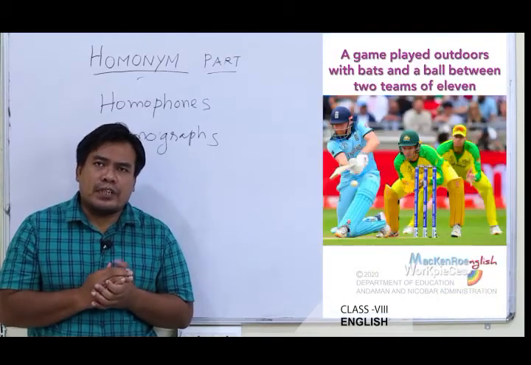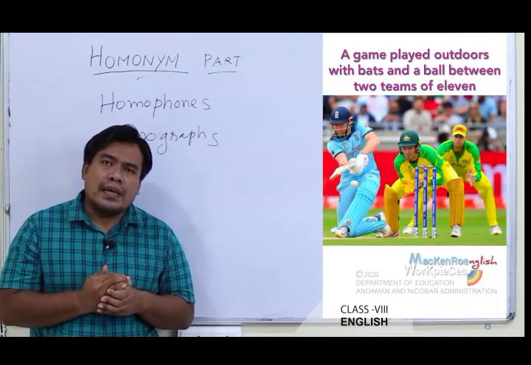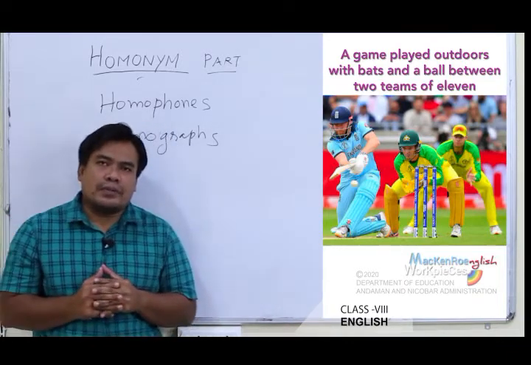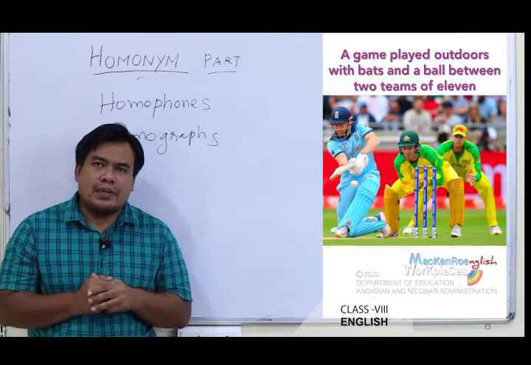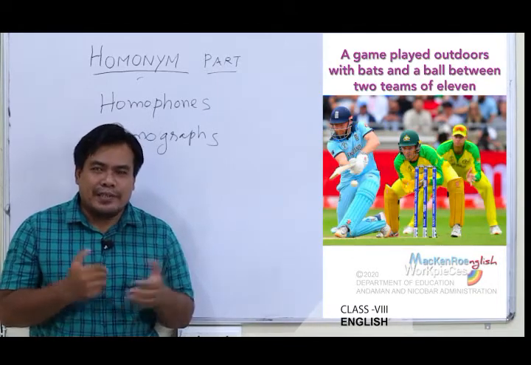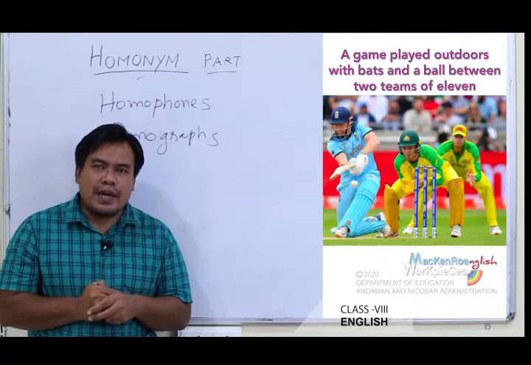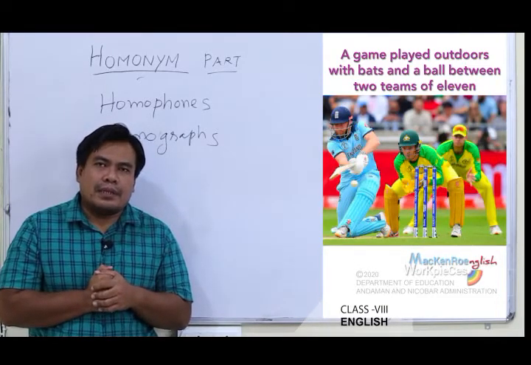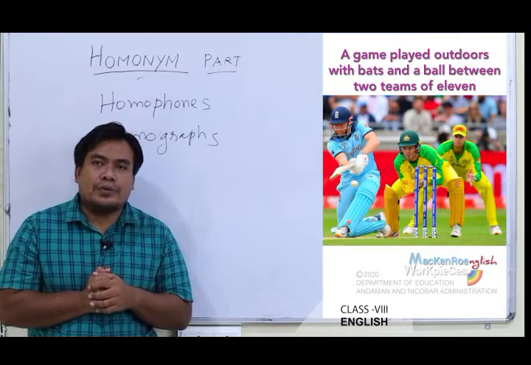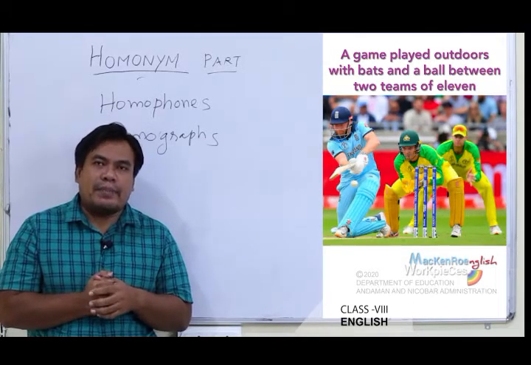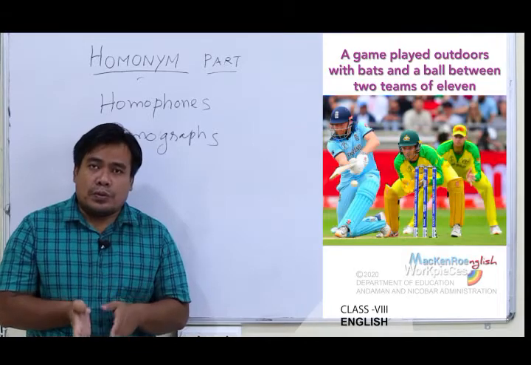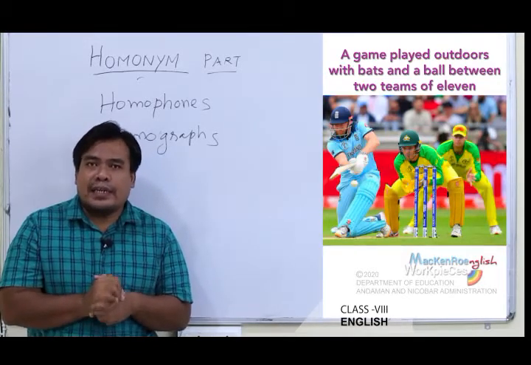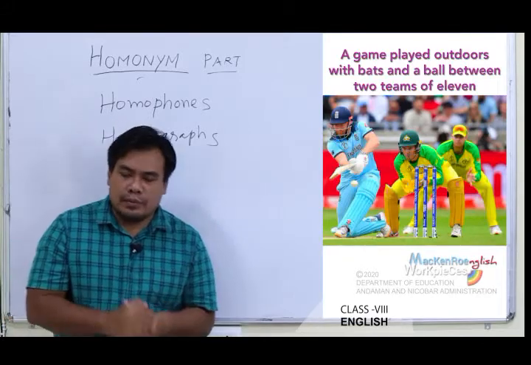The next picture which is on your screen right now is a game, the cricket game. Now you can see both the teams. England is taking on Australia, so that's a cricket game or cricket match. It's a type of game usually played outside on a field with a bat and a ball. So that cricket and the previous insect, the cricket, are homonyms.